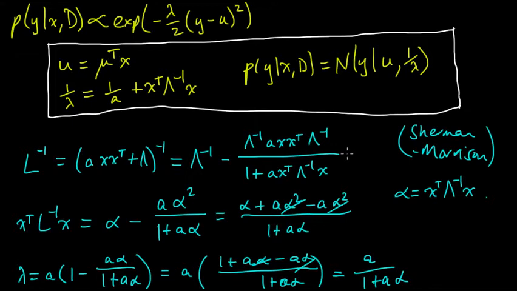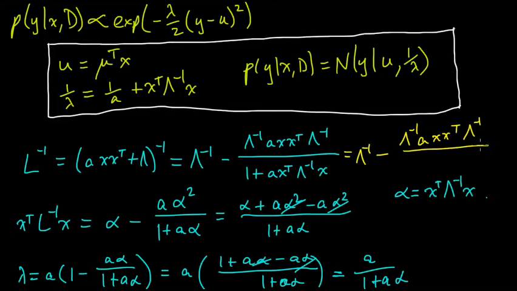So this is lambda inverse. We know lambda inverse exists. Make some space. Lambda inverse minus lambda inverse a x transpose lambda inverse. We're assuming lambda inverse exists. Actually, we proved that. It's the posterior mean that we computed before. 1 over a alpha. Alpha is this.